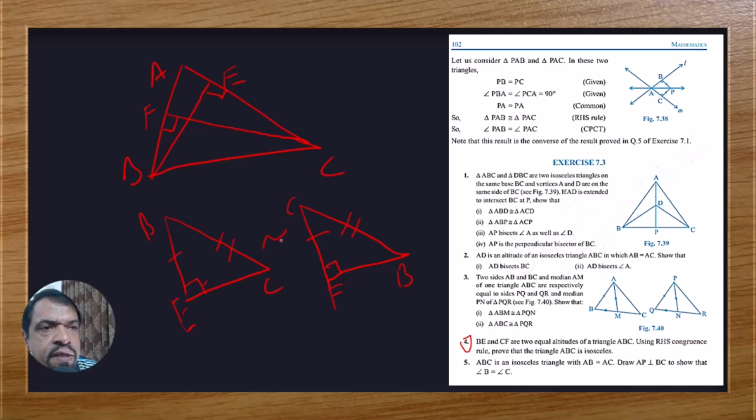So the triangles are congruent by RHS. Therefore, angle B equals angle C. In this figure, see here, angle B equals C. Therefore, triangle ABC is an isosceles triangle.